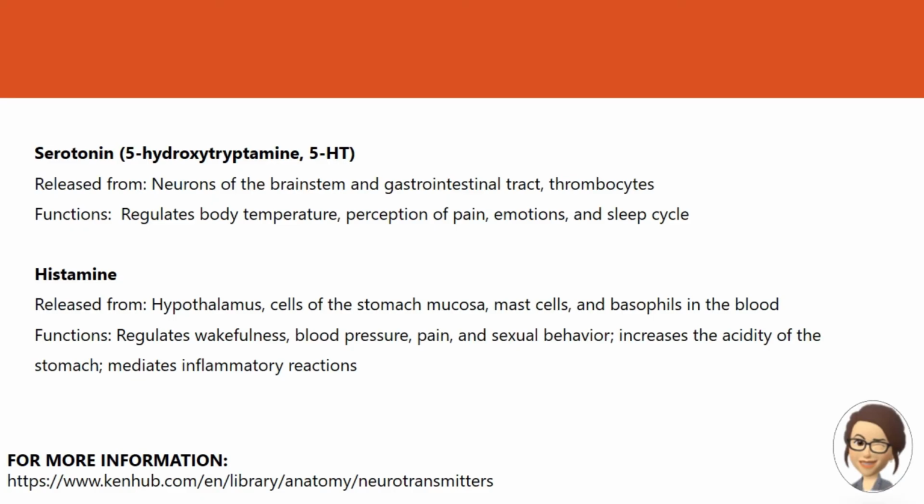Okay. We also have serotonin, released from the neurons of the brainstem, the gastrointestinal tract, and thrombocytes, and it functions to regulate body temperature, the perception of pain, emotions, and sleep cycle. Then we have histamine. Histamine is released from the hypothalamus, the cells of the stomach mucosa, mast cells, and basophils in the blood. It regulates wakefulness, blood pressure, pain, and sexual behavior. It increases the acidity of the stomach and mediates inflammatory reactions.